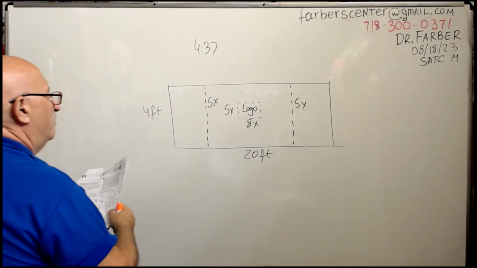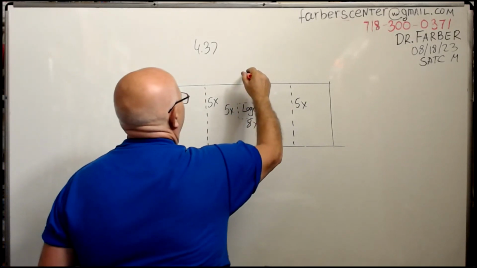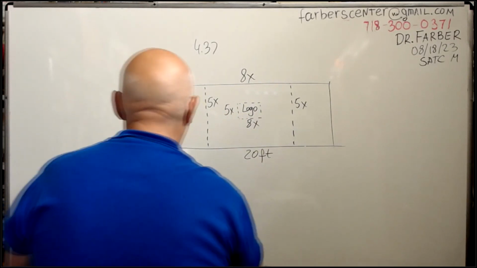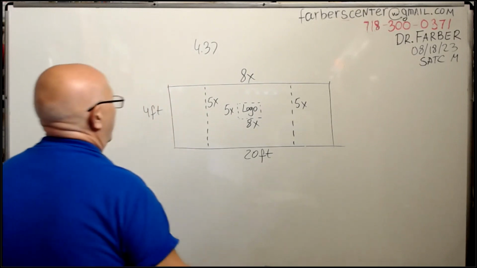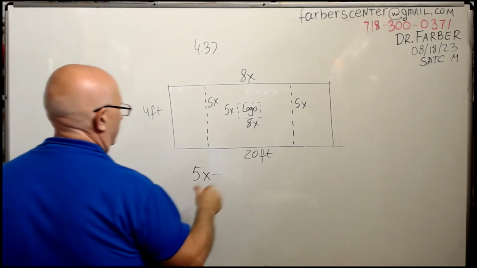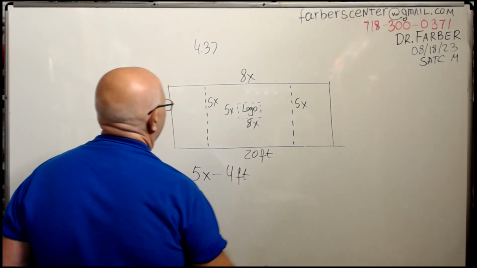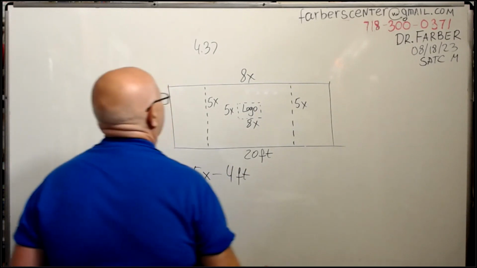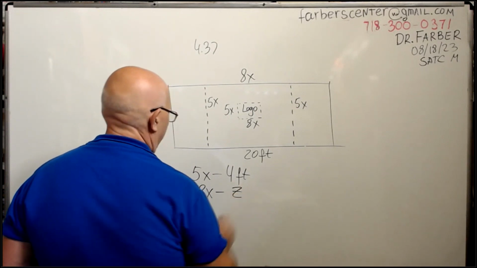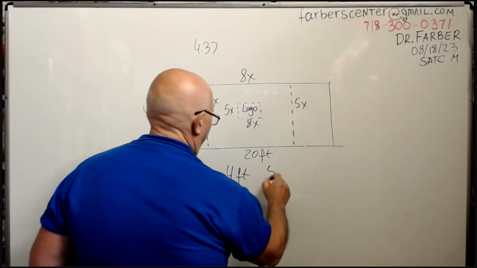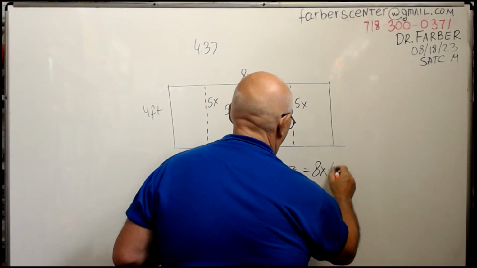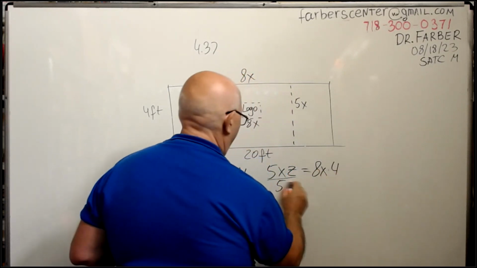So far so good. And respectively, this would be 8x if you stretch it this way, proportionally. And you see that 5x is actually 4 feet in this banner. And you can easily find the length, this 8x. Let's say 8x is z. Cross-multiply: 5x times z equals 8x times 4.